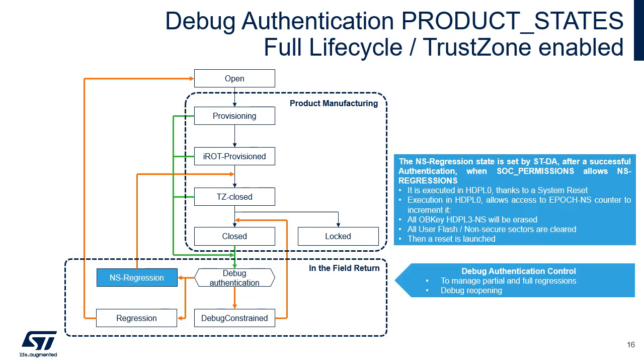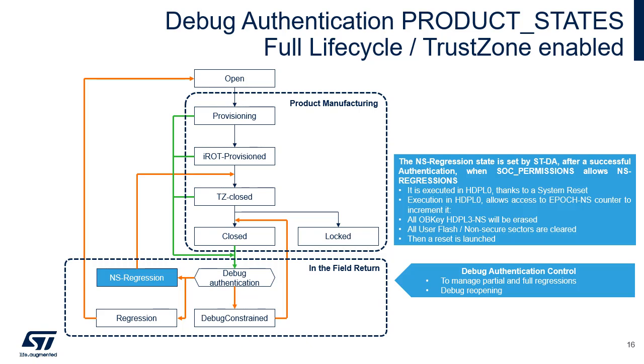NS regression is a temporary state initiated by the debug authentication system in transition to TZ closed. The epoch NS counter is incremented. This transition opens the device to authorize the debug of the non-secure application software without compromising the security of the ROT functions. Note that the option byte key related to HDPL3NS and all user flash non-secure sectors are erased.